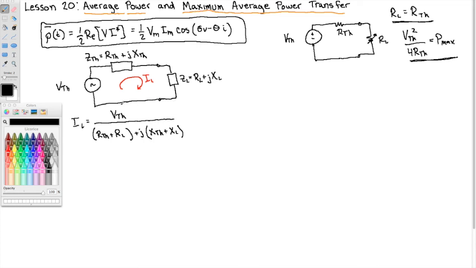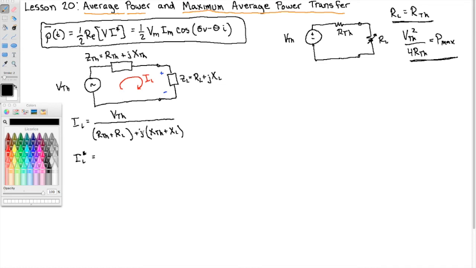There's the load current. Also, well, actually before we get to that, I'm going to use this equation here for the average power. I need I's complex conjugate, so let me do that. Take the complex conjugate of this thing.